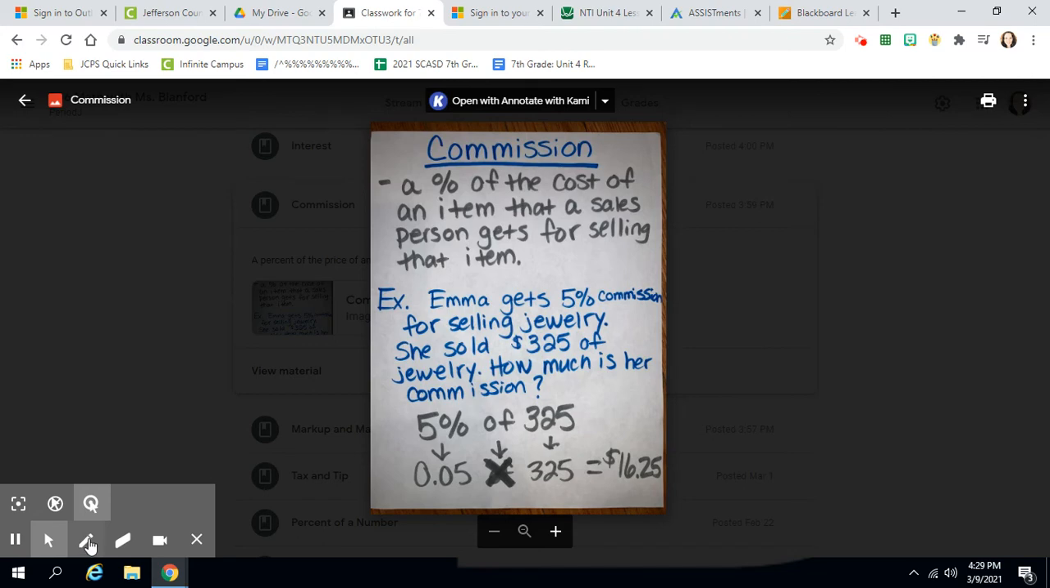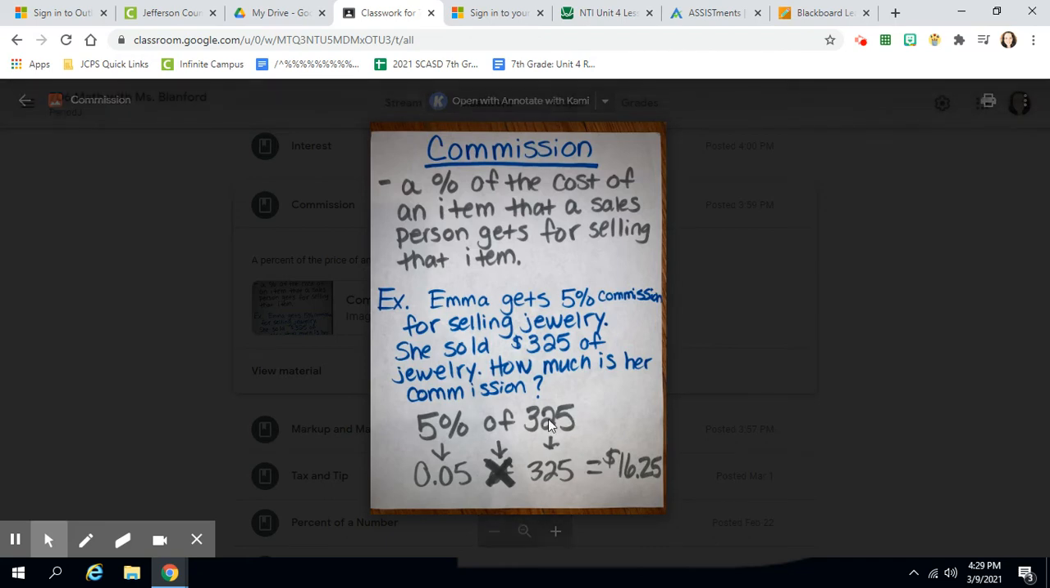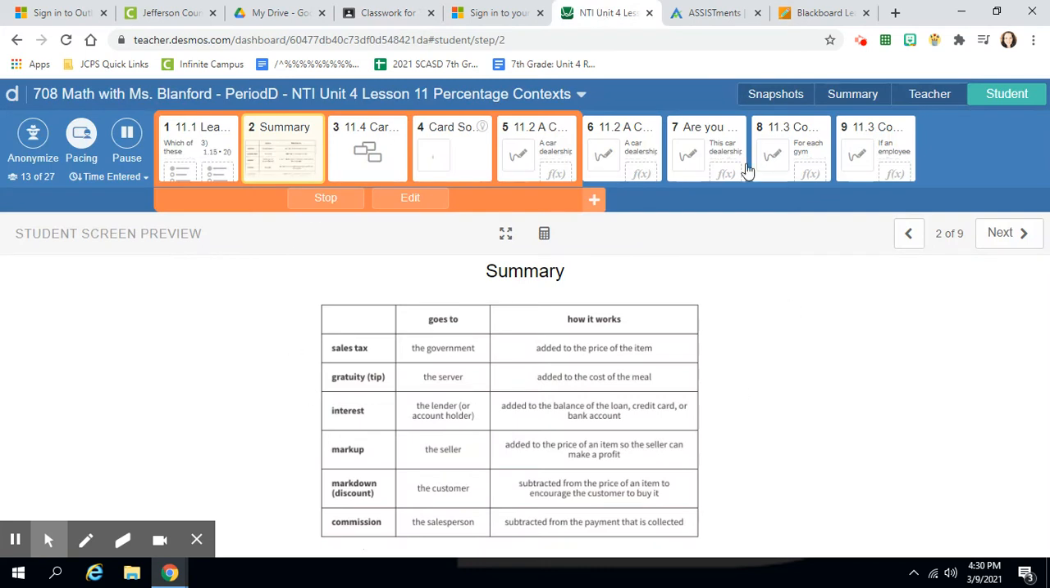So for this one, it's a little different, right? She's going to get a portion of that amount she sold. So 5% of the $325 means she's getting $16.25 for selling that jewelry. Okay? So this is going to be here for you to come back to if you're unsure of something while you're solving through some of these slides.